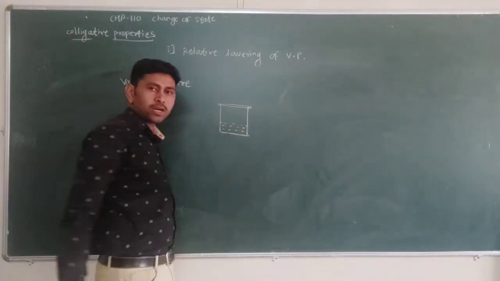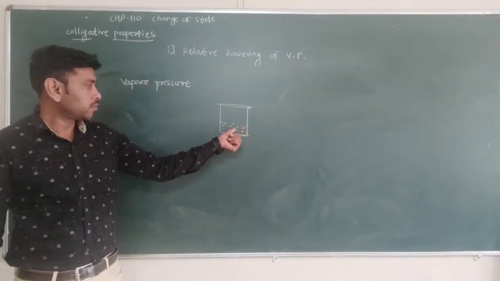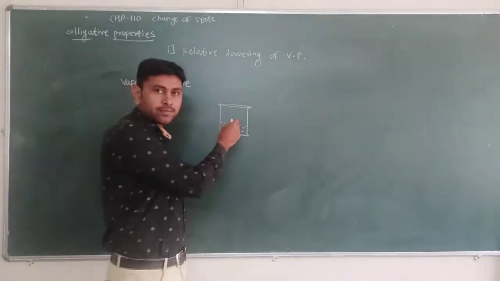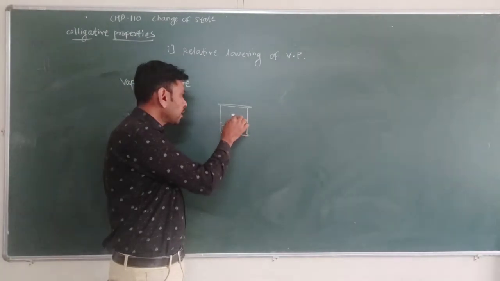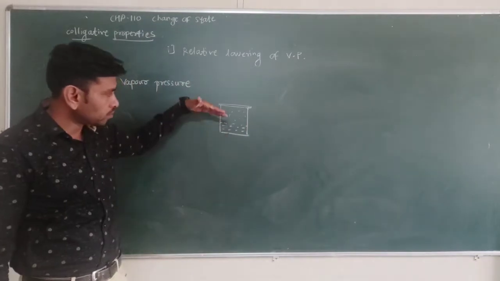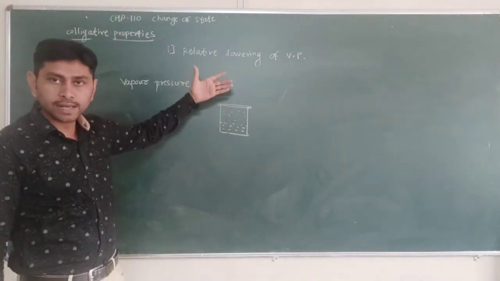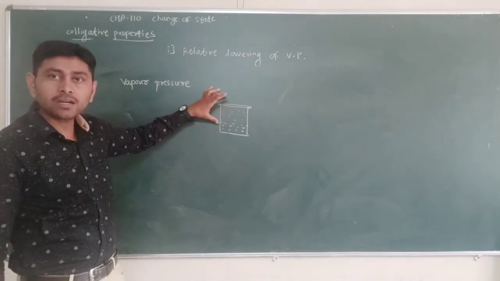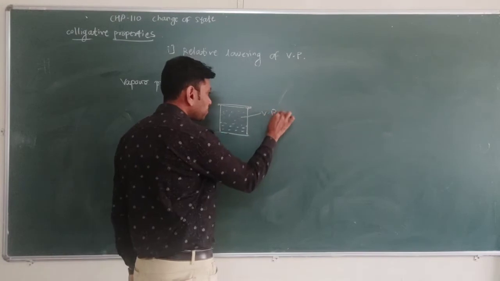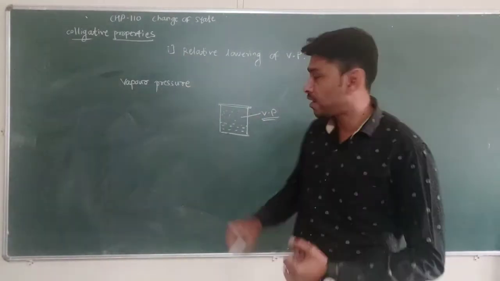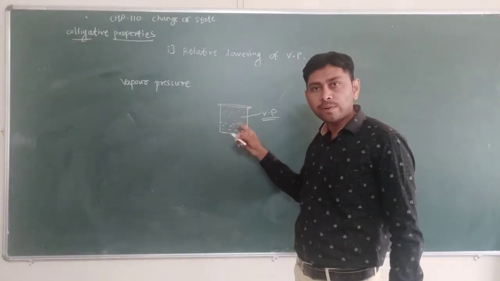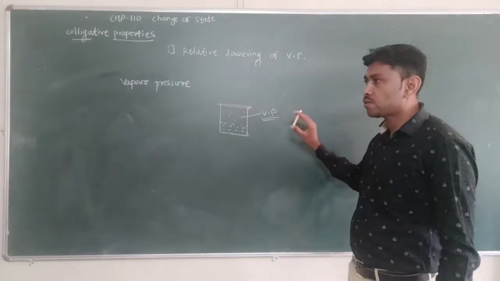Suppose that this solvent is volatile. There is a continuous movement of the molecules of this solvent, and some of the molecules escape from the solvent and go into the gaseous state. Due to the movement of the molecules from solvent to the gaseous state, they create a pressure here, and that pressure is the vapor pressure. It is the pressure created by the vapors of the liquid when these vapors are in equilibrium with the liquid, and that pressure is called vapor pressure.